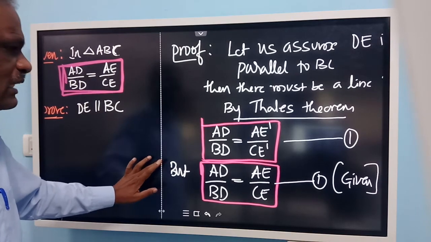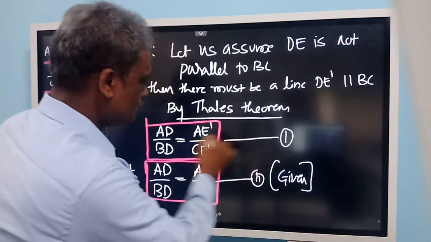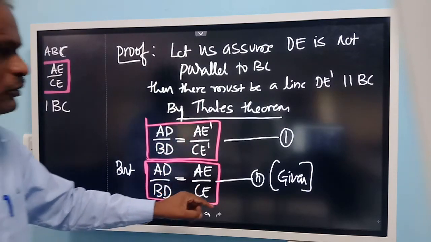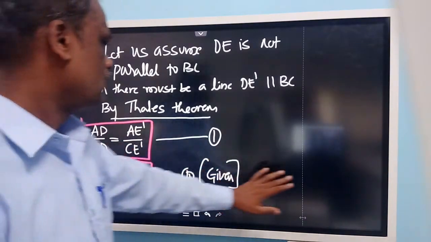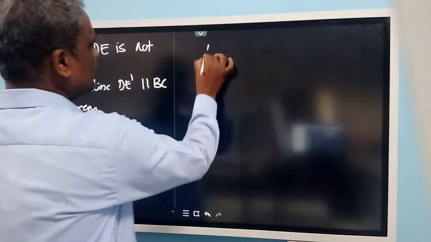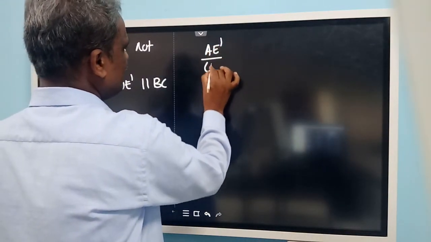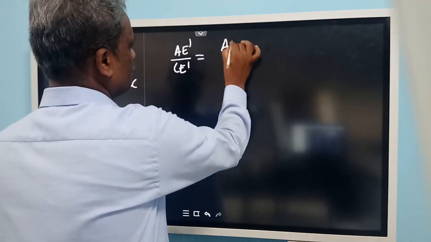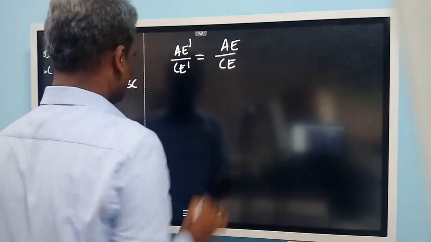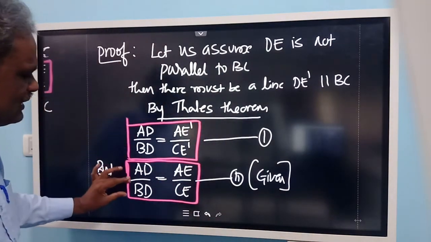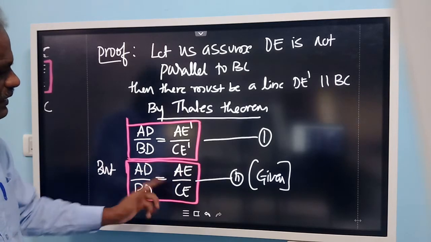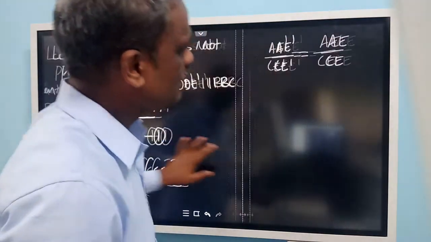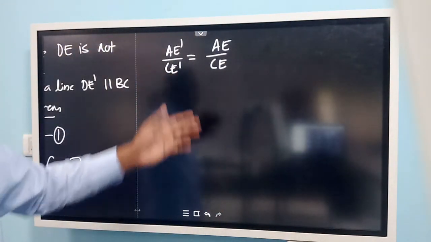So from 1 and 2, what can you conclude from these two? Left hand sides are equal means right hand sides should be equal. AE dash by CE dash should be equal to AE by CE. Just compare these two. AD by BD is equal to AE dash by CE dash, and here also AE by CE. Since the left hand sides are equal, the right hand sides should be equal. So now equating this one.